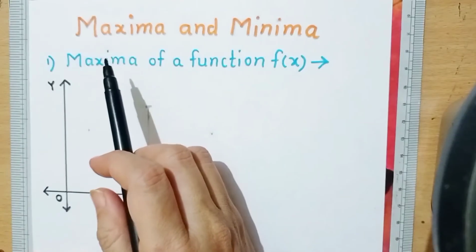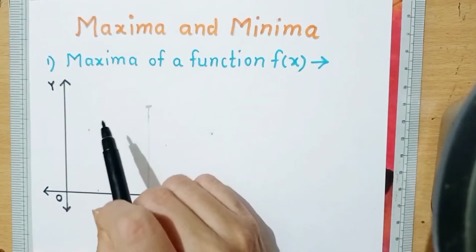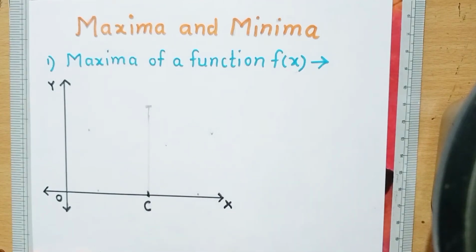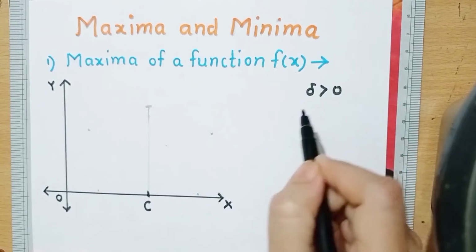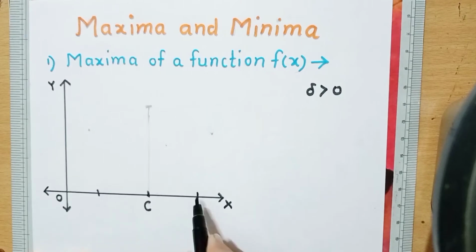This is the last point of this chapter, which is maxima and minima. Let's study what is maxima of a function through this graph. Now this is the xy plane, and let x is equal to c, this point on the x-axis. Now for delta greater than 0, this small delta, we will consider the delta neighborhood of c. So to the left-hand side it would be c minus delta, and this would be c plus delta.